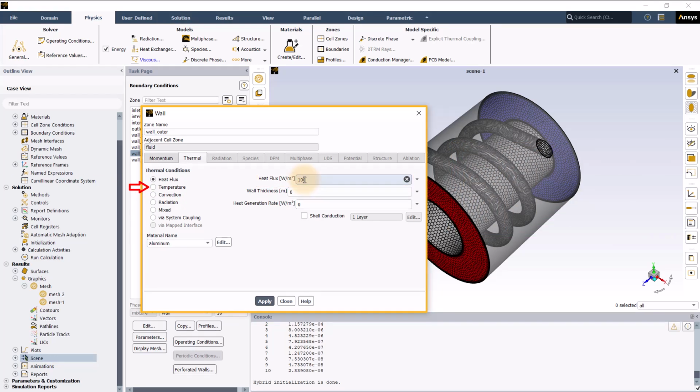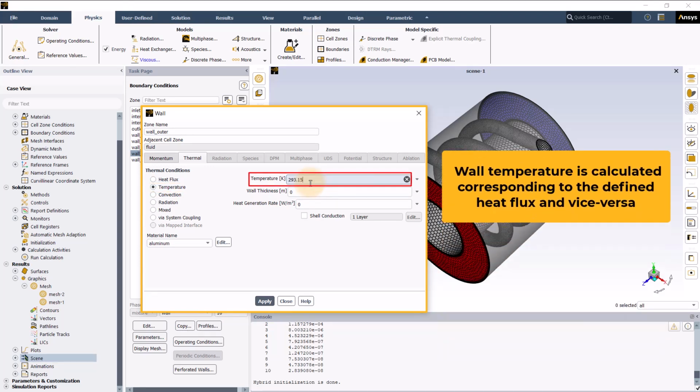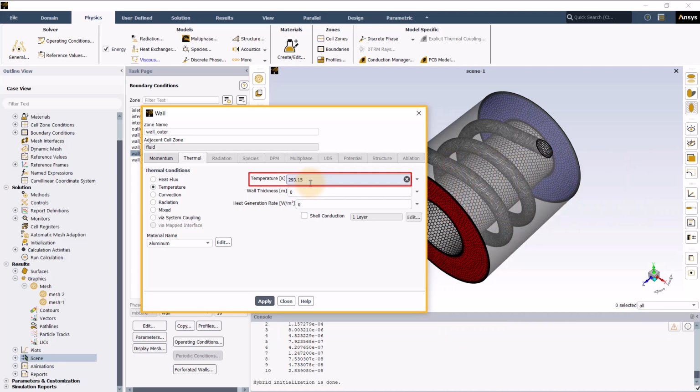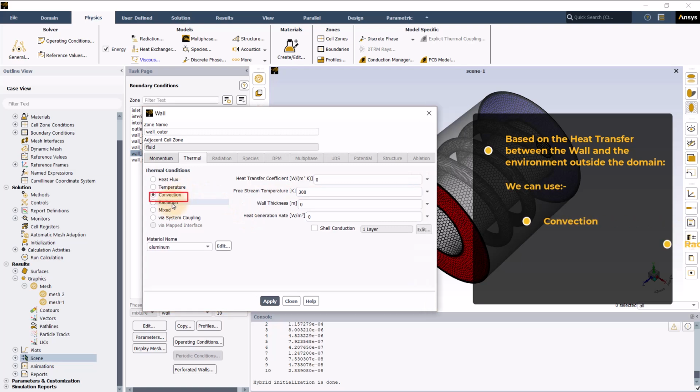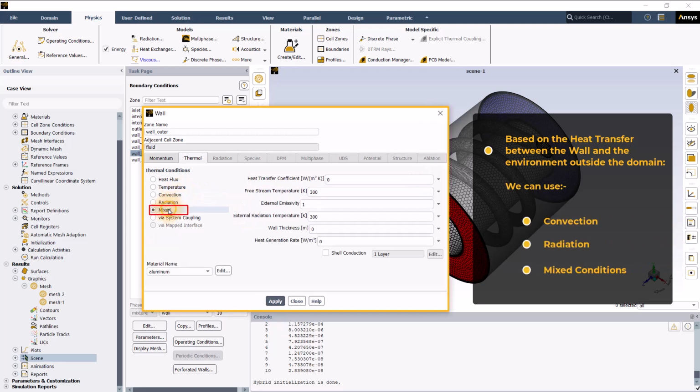The basic idea is that if you define the heat flux, then your CFD calculation will calculate what the wall temperature has to be in order to achieve that heat flux, or conversely, if you define the temperature, Fluent will calculate what the heat flux is for that temperature. Sometimes there might be uncertainty about conditions right at the wall, but if you know how the wall exchanges heat with the environment outside of the domain, you can use convection, radiation, or mixed conditions.